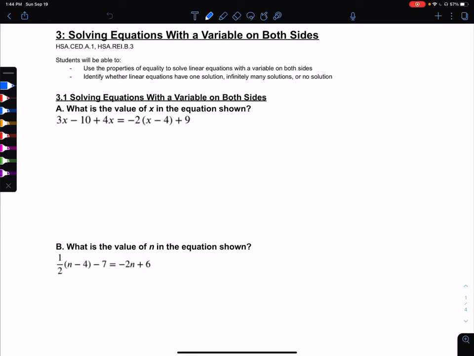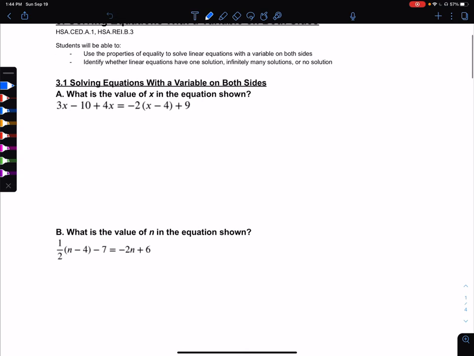In this video, we're going to look at topic 3, example 1, where we solve equations with a variable on both sides. So we're going to look at parts A and B, and in part A, they say, what is the value of x in the equation shown?